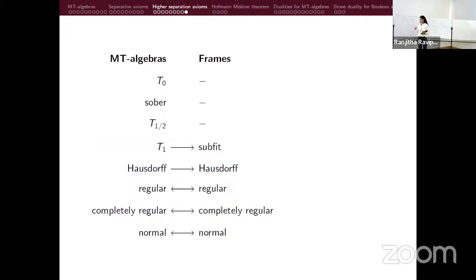Just a quick recall of what I did. In an empty algebra, we have T0 separation, but in frames, we don't have anything. Sober, we don't have anything in frames because sober gives you spatial frames. And T half, we don't have anything. But T1 we do have, but only one-sided. Once you have an empty algebra T1, you get the opens to be subfit. And Hausdorff also, we just got one way, Hausdorff frame. But from regular onwards, they agree very well. Regular, completely regular, normal are equivalent to each other.